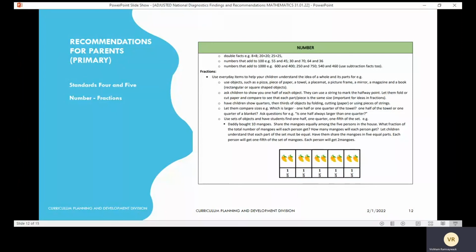You can use simple problems around the home to encourage your child to develop ideas about fractions. For example, Daddy bought 10 mangoes. Share the mangoes equally among the 5 persons in the house. You can have your children draw a chart such as this one shown, in which they actually divide the 10 mangoes into 5 groups. Let them understand that each part of the set must be equal. Have them share the mangoes in 5 equal parts. Let them see that each person will get 1/5 of the set of mangoes.